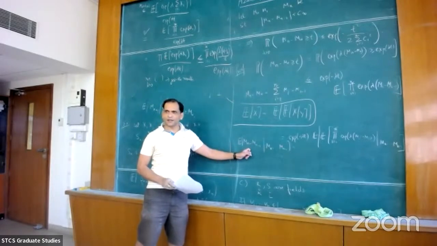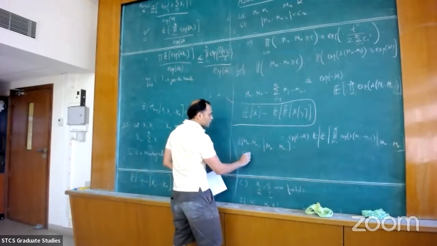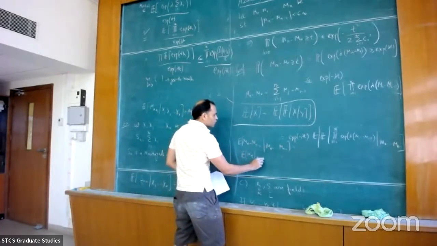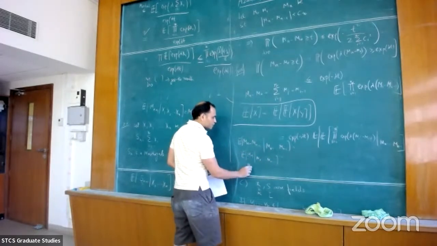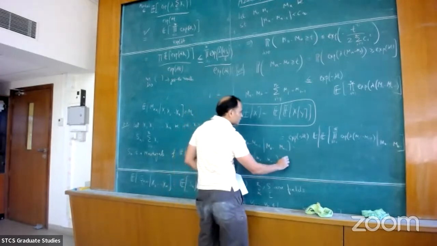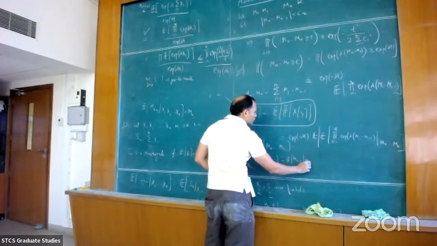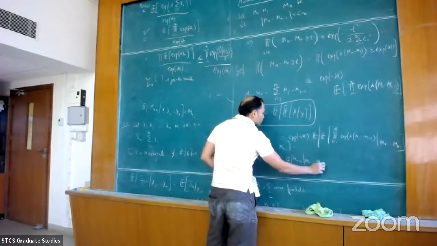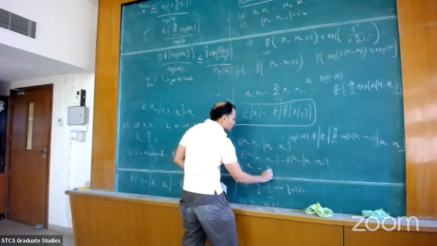What you will end up getting once you open it up is m_n given m_0 to m_{n-1}, which is nothing but m_{n-1}. And this by definition is m_{n-1}. And then the expected value of m_{n-1} given m_0 to m_{n-1}, which is this minus m_{n-1}.